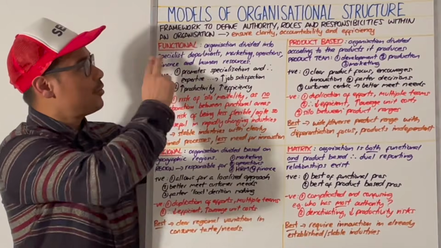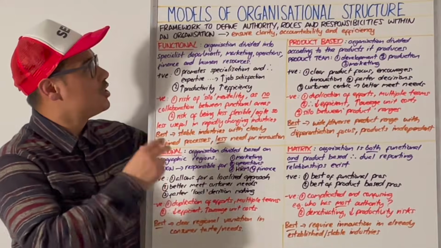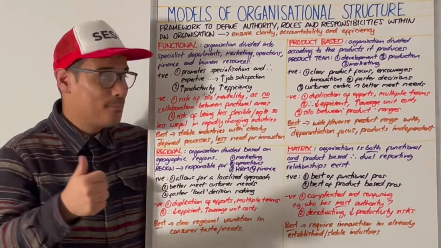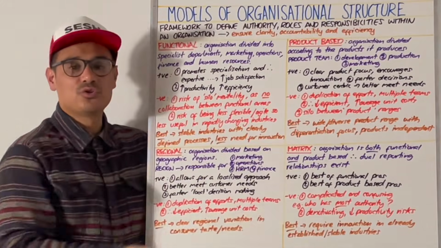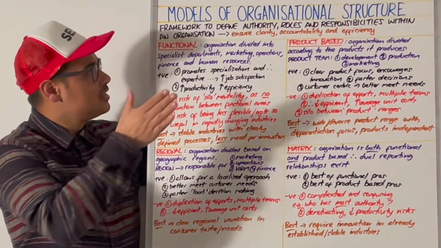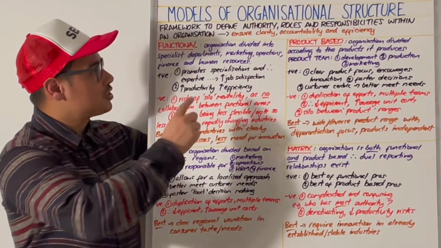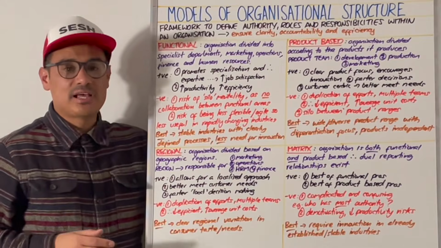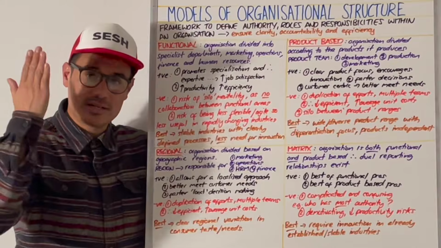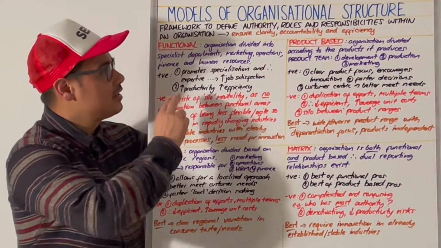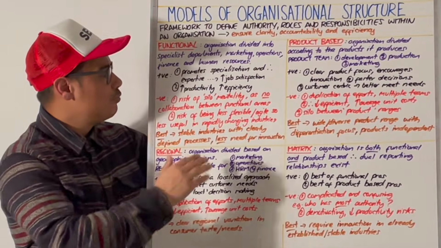The first, you'll know it, is functional. So functional is when an organisation is divided into specialist departments, and they are marketing, operations, finance and HRM, human resources or human resources management. The advantages of this functional organisational structure is that it promotes specialisation and expertise, because employees and managers are specialised in their particular functional area. Should theoretically lead to more job satisfaction, more productivity, more efficiency.